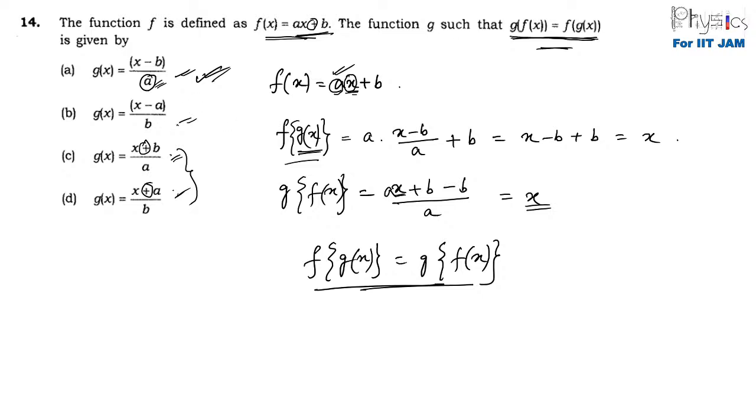So we don't have to try all these options. We can answer instantly by seeing this minus and plus, and this a here and this a here. We can instantly answer this question, but you can try all these options for your satisfaction. So here the correct answer is option A, that is g(x) equals (x minus b) by a. This is our correct answer.